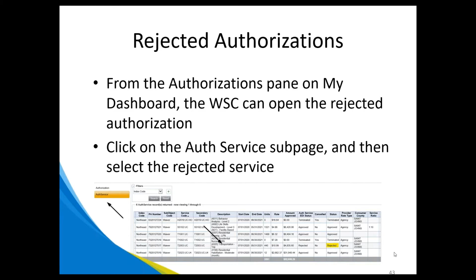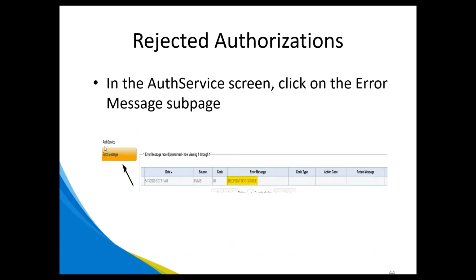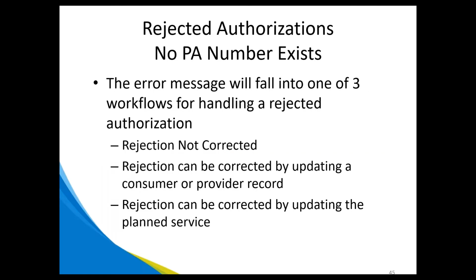Now, you are going to want to see what the error message is for why this service was rejected. So you're going to open it up, and there will be a sub-page for the error message. In this case, it was that the person wasn't eligible. What that means is that for the time period that was covered in that authorization, when it was transmitted to FMIS, on that day, that consumer didn't have their Medicaid eligibility. It had lapsed for some reason. So that's one of the possible reasons.